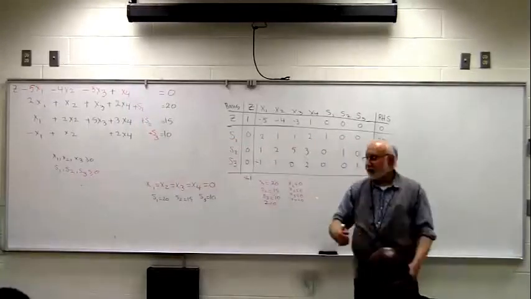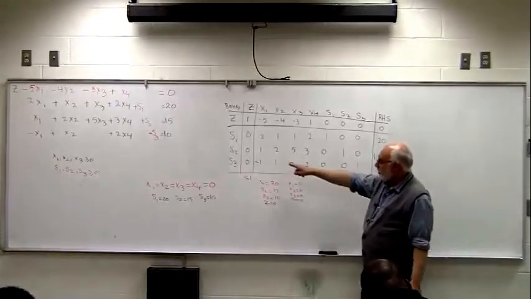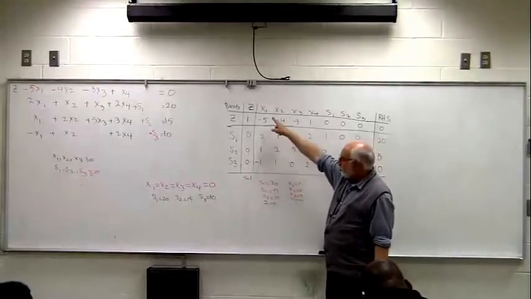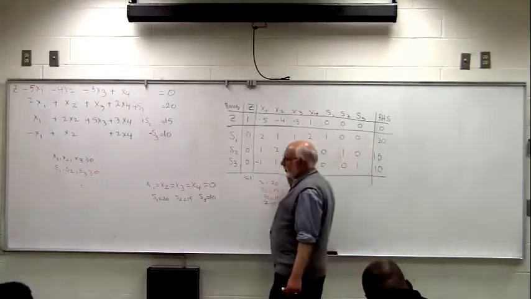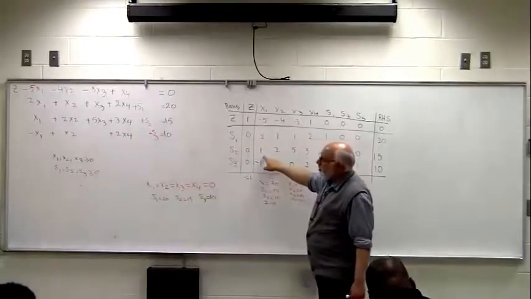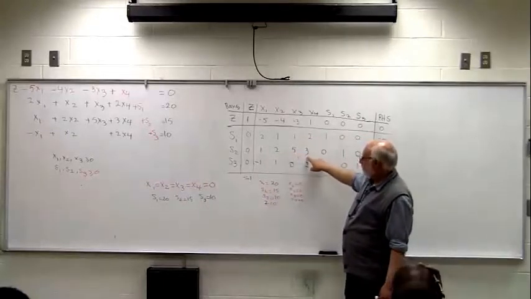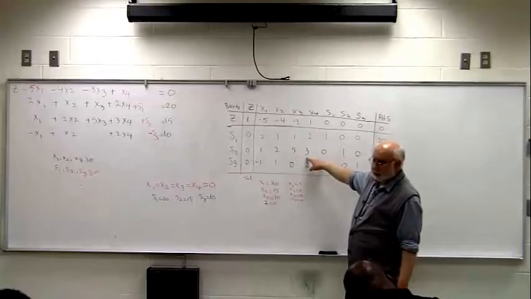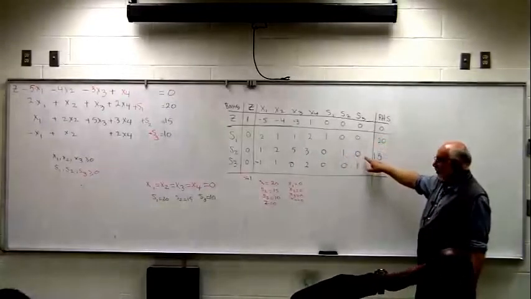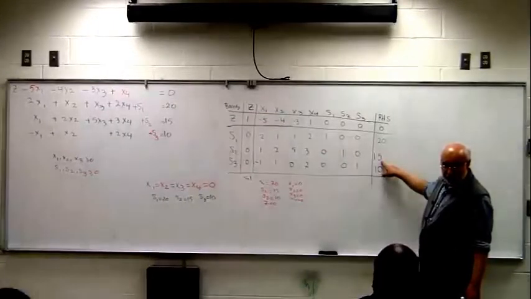How do I read that when I have a table like that? For example, how do I read this line? This line is 1x1. While I'm repeating these things, you take a look at that second equation. 1x1, 2x2, 5x3, 3x4, no S1, 1s2, no S3 equals 15. Okay?